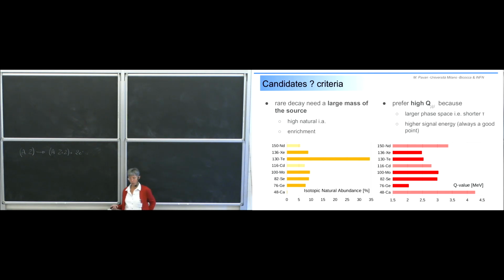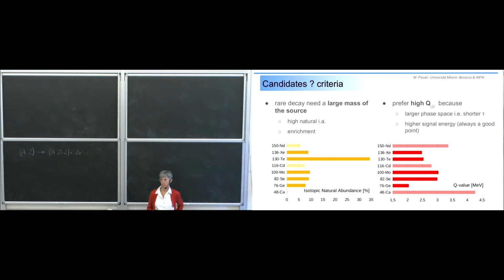What can I do? Well, in principle, of course, I can still use natural isotopes and accept that only 10% of my source will be active. However, this is not a good solution, and we will see later on why. And so there is another solution that is enrichment.